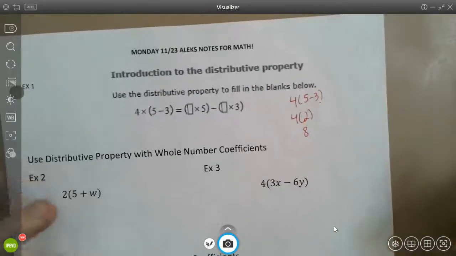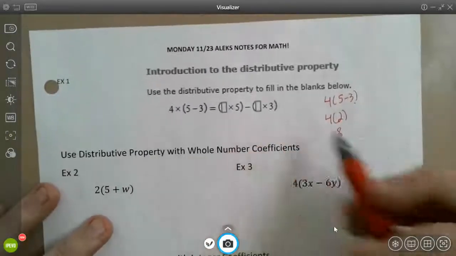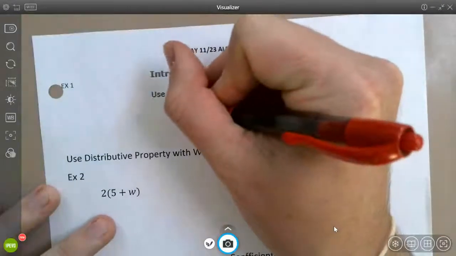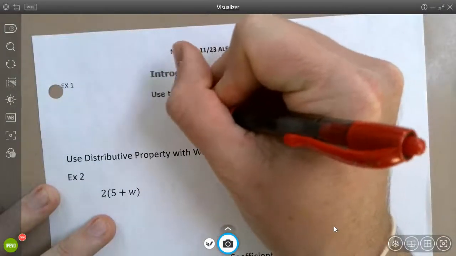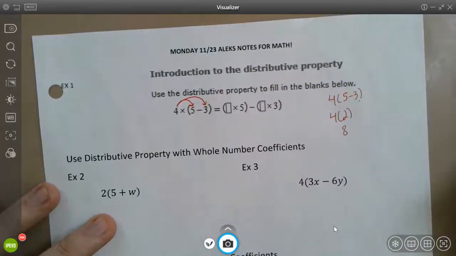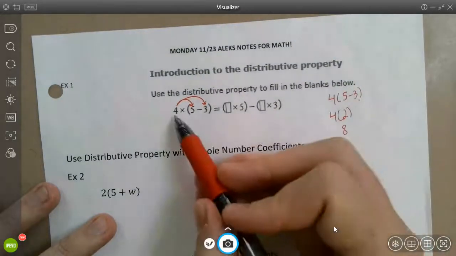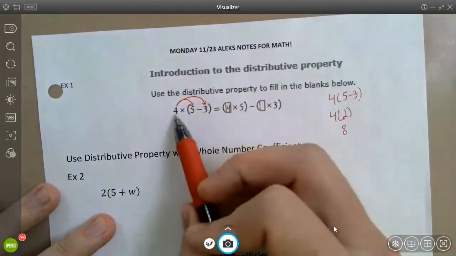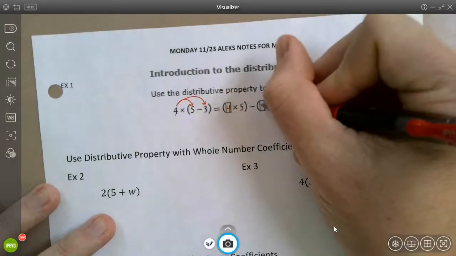But there's another way, and I'm going to show you it here because this is actually what you're going to see on Alex. I'm going to have you guys take out your pen or your pencil, and I want you to shoot 2 arrows going to both, so that the 4 can multiply by the 5, and the 4 can also go to the 3.